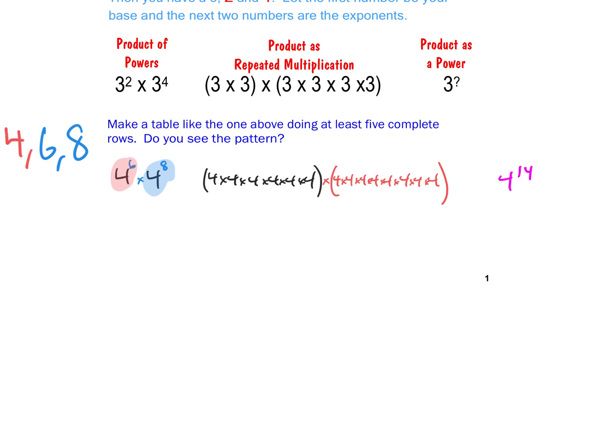So when we had 4 to the exponent 6 times 4 to the exponent 8, and we get 4 to the exponent 14, what do we do with those exponents in order to go from 6 and 8 and get 14? What do you think? If you don't know, we'll do it again. We'll try with other numbers.